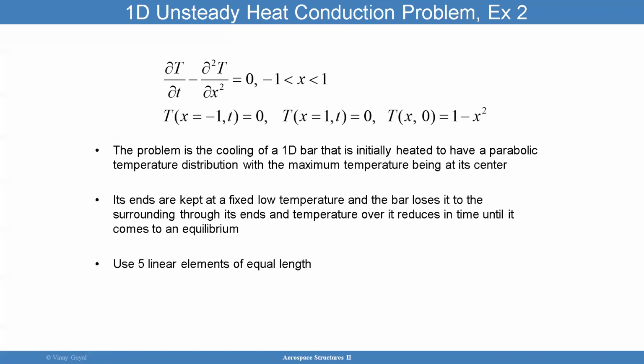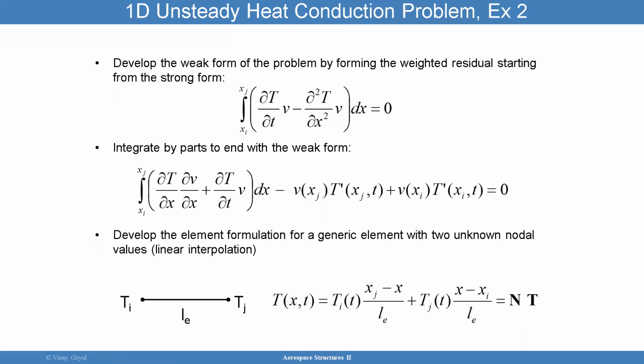So if we look at an unsteady heat conduction problem, we can look at that and say I have this problem with these boundary conditions, and the problem is really looking at cooling of a 1D bar that's initially heated to have a parabolic distribution with a maximum temperature at the center. So we can look at that for 5 elements, and again use the same formulas that we just discussed. Multiply this by V, integrate it by parts, and you will get this. And if you don't remember how to integrate by parts, look it up in a calculus book because it's explained there, or use the methods I described today.